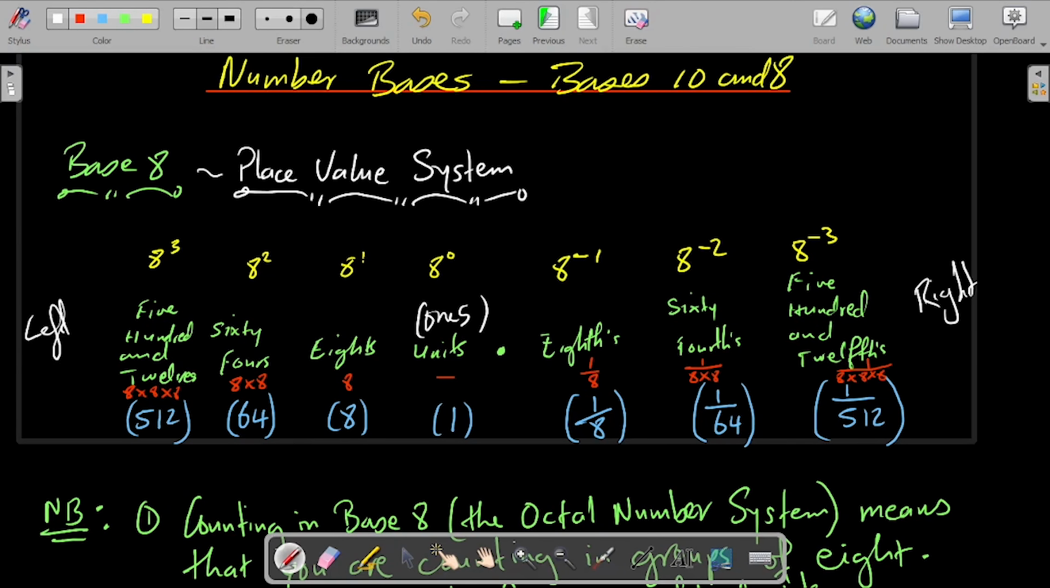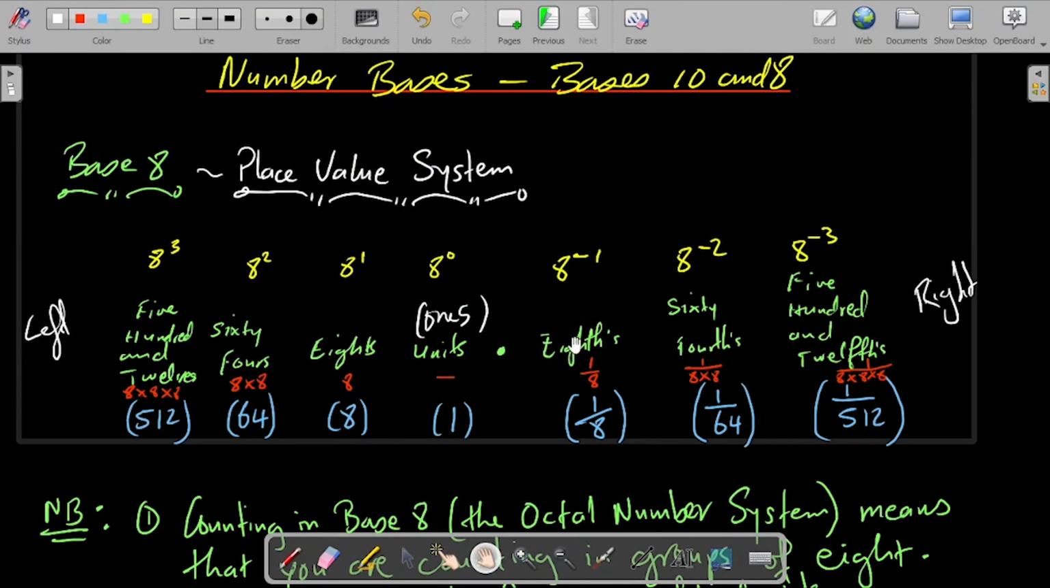After 8 to the power of 0, we go to 8 to the power of 1, right? 8 to the power of 1 is 8, which is the 8's place. And then we have 8 squared, which is the 64's place, because 8 squared is 8 times 8, which is 64, right? So the 64's place, and then we have the 512's place, right? Because 8 to the power of 3 is 8 times 8 times 8, which is 512, so that's the 512's place.